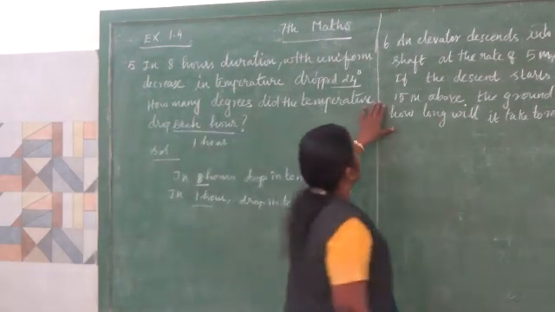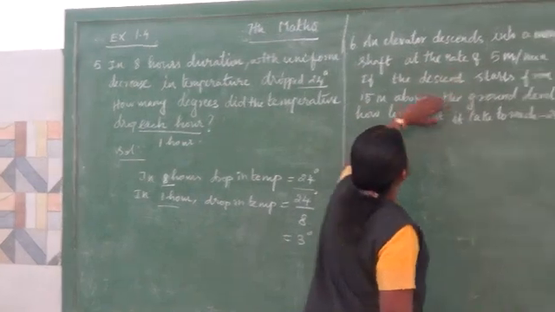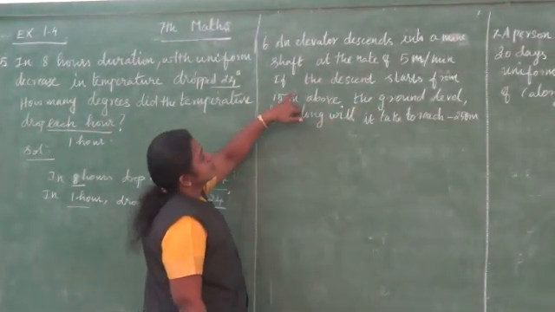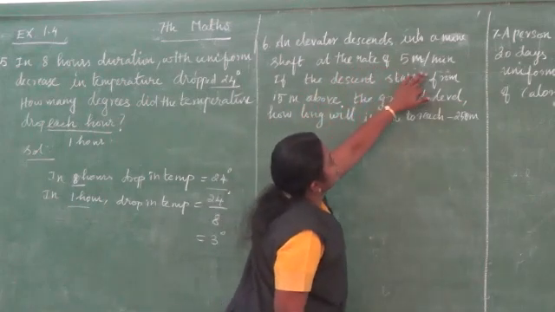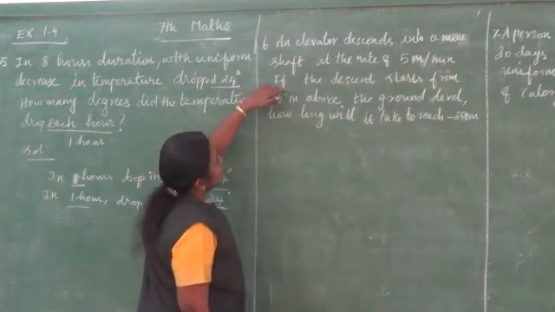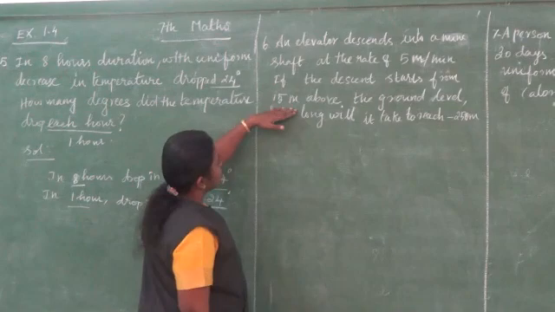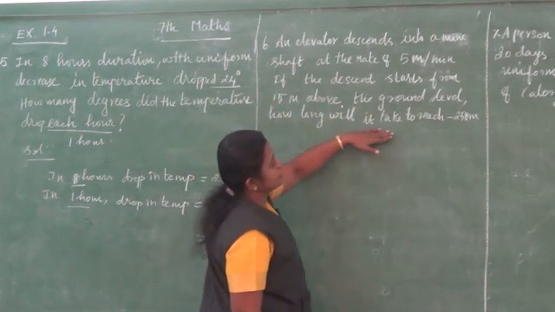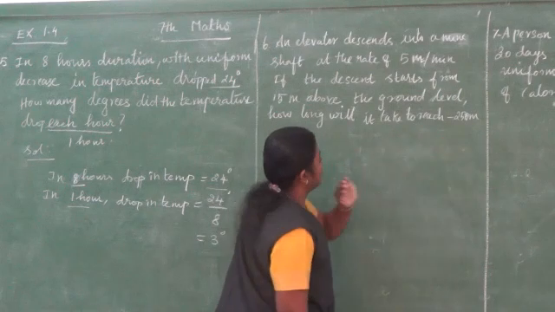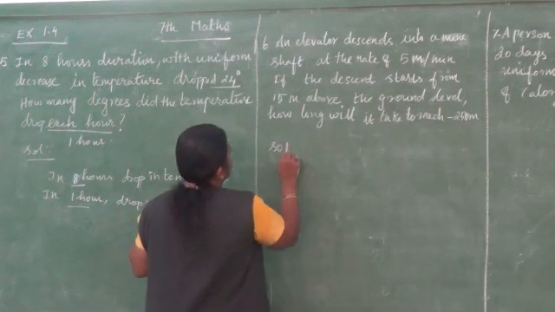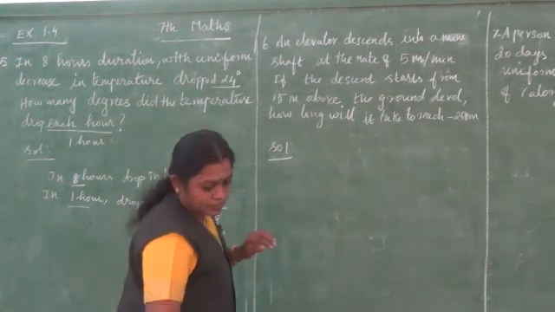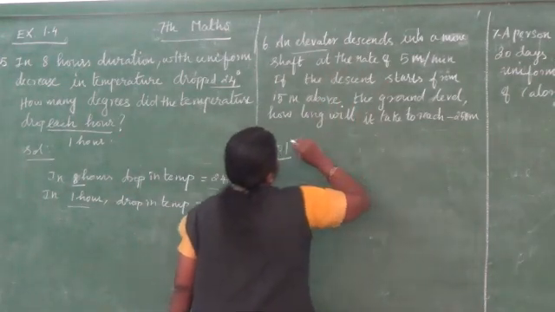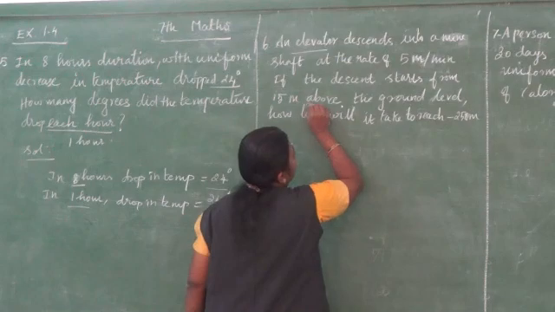The 6th problem: an elevator descends into a mine shaft at the rate of 5 meter per minute. If the descent starts from 15 meter above the ground level, how long will it take to reach minus 250 meter? Solution for this problem: what is the elevator's position? The elevator position is above the ground level.